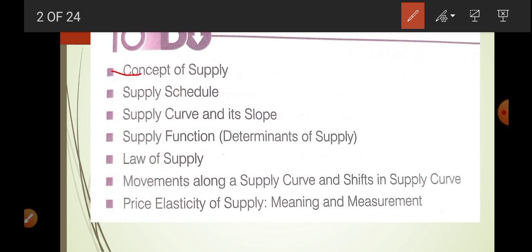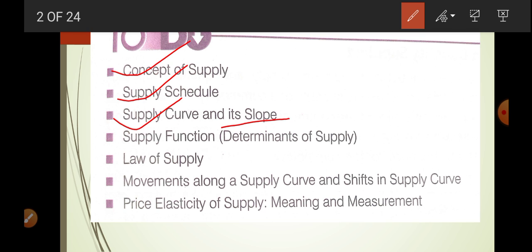First is what do you mean by supply? Second is what do you mean by supply schedule? Within that we are going to learn about individual supply schedule and market supply schedule. After that, we are going to discuss about the supply curve. Within that also, market supply curve and individual supply curve. And then slope of supply curve.